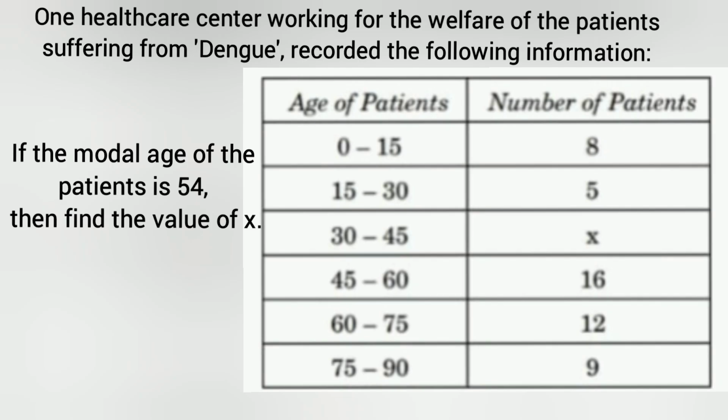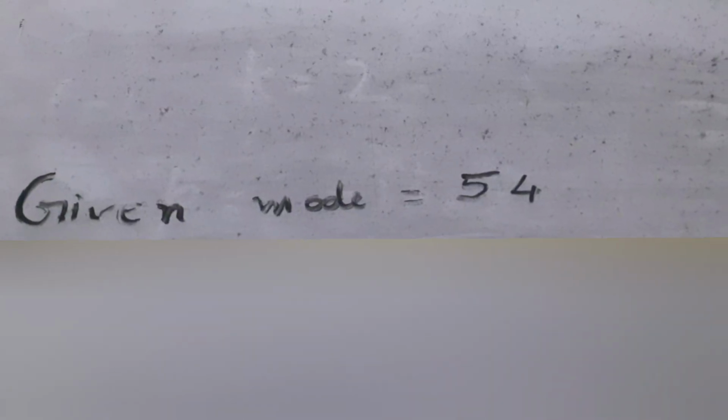This is a grouped frequency distribution and the value of the mode is 54. Substitute this into the formula for the mode, rearrange and solve for x.